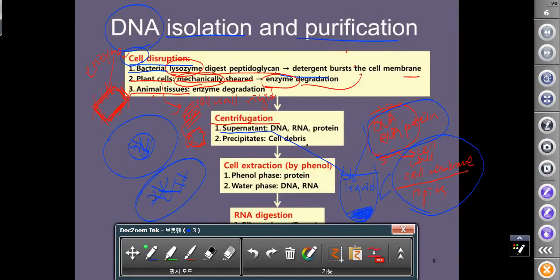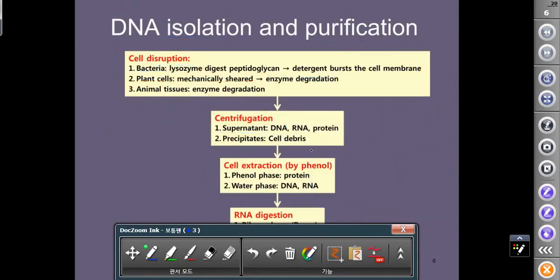So what is the bottom one? That is called the cell debris. They are the garbage. You don't need this. What you want is this upper part. This is the supernatant, which contains DNA, RNA, and protein. Mostly they are important, right? And let me erase this whole thing again. It's so messy. Alright, so now after centrifugation you have this cell debris and this part here.